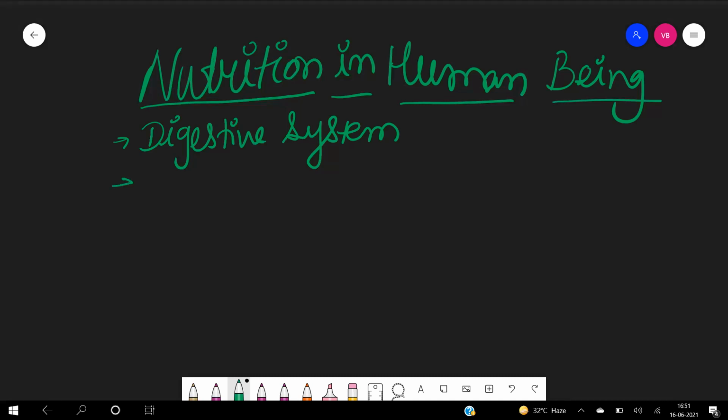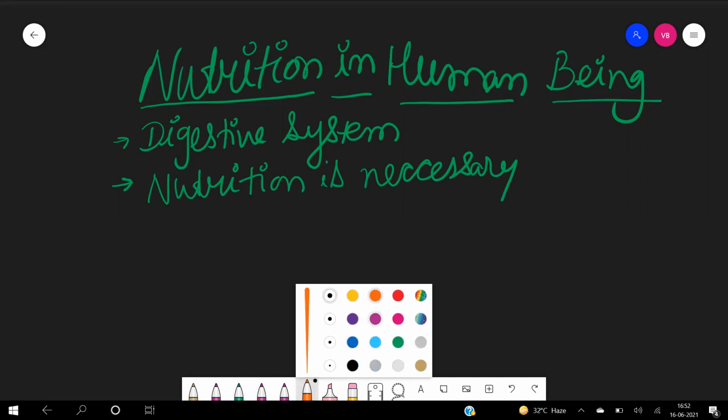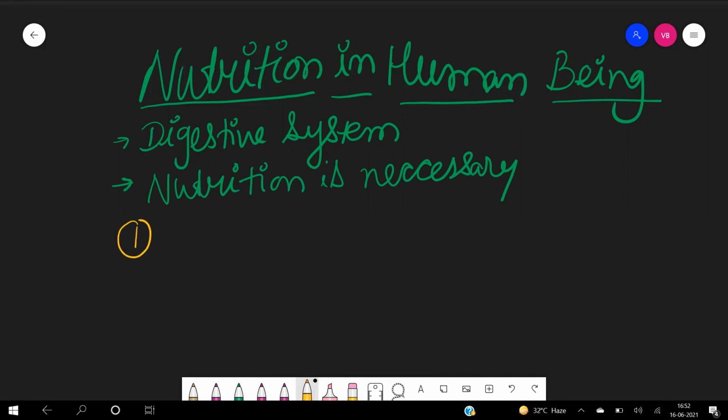The first question that might arise in your mind is, why is nutrition necessary? Why are we eating the food? We are eating the food because of a few reasons. The first reason is that if we do not eat the food, then we will not get energy. For all types of work, whatever we are doing, we need energy. And that energy comes from food.